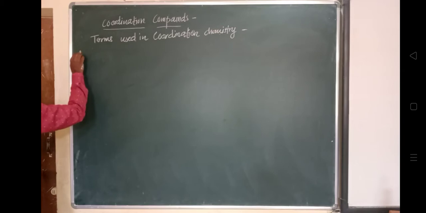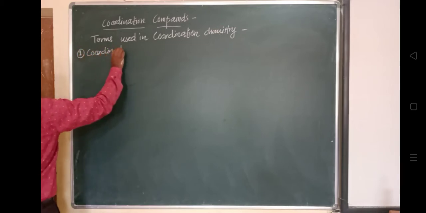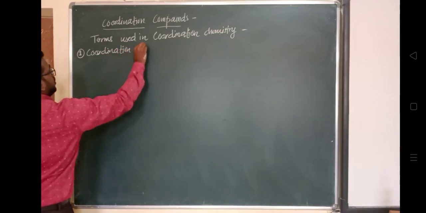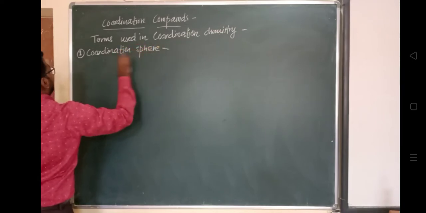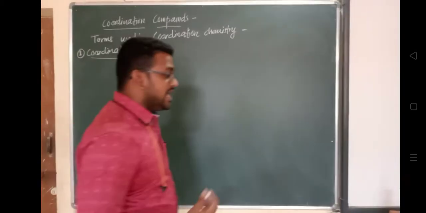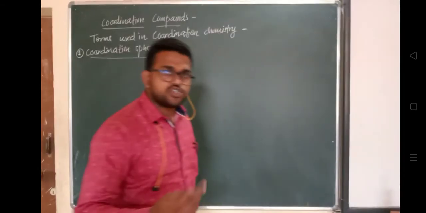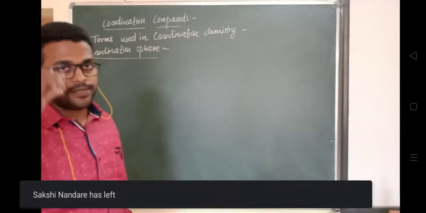What is the meaning of coordination sphere? We have seen the coordination compound. How are these coordination compounds formed? It consists of a central metal ion, a very important thing. Another thing, it must have ligands in its surroundings.